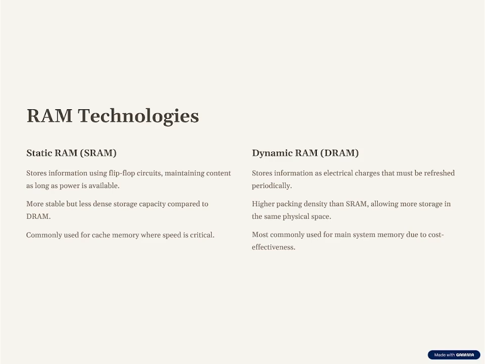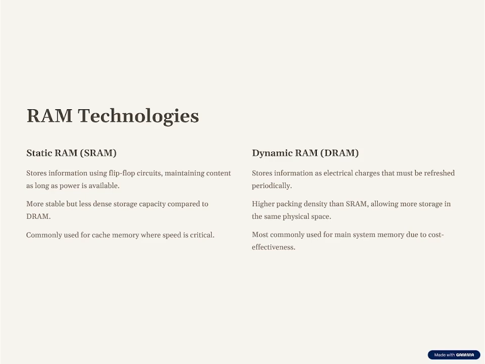We say the static RAM is more stable but has less dense storage capacity. It has less capacity compared to the dynamic RAM. It is commonly used for cache memories where speed is critical. If you have ever heard of cache memories, those are the information stored for quick access. An example of RAM that serves the cache memory activity is the static RAM.